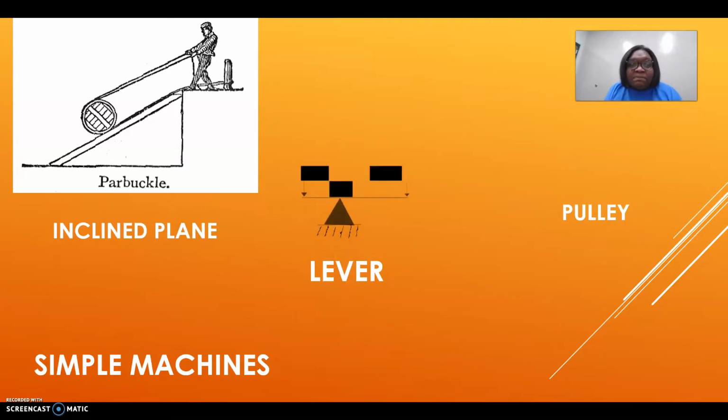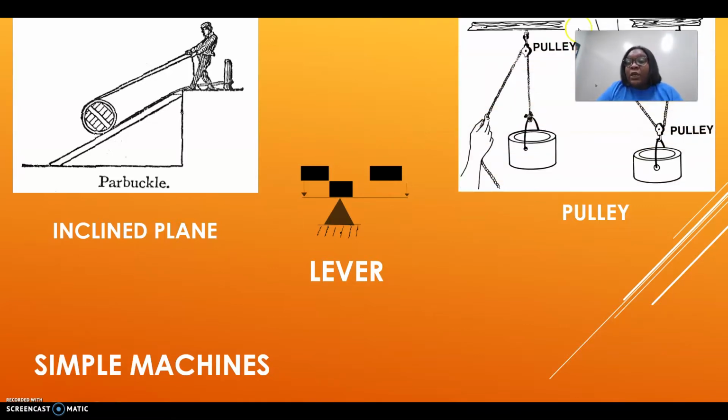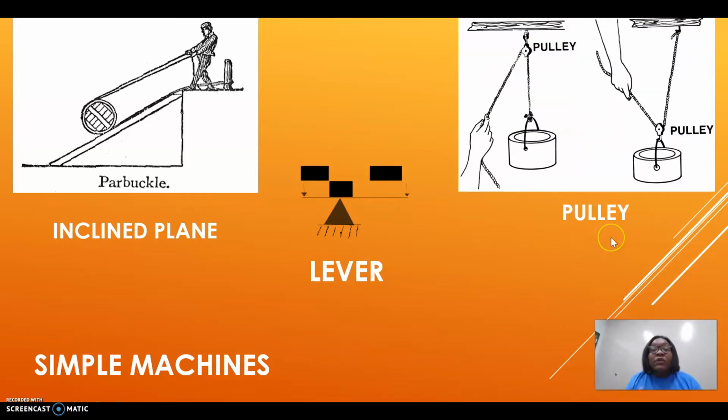Okay, levers. The easiest way to think of a lever is a seesaw. We're going to learn about all different types of examples of levers, but the seesaw is another great example of it. And pulleys. So when we're looking at these three examples, it's important for us to understand that these three simple machines help to make work easier.